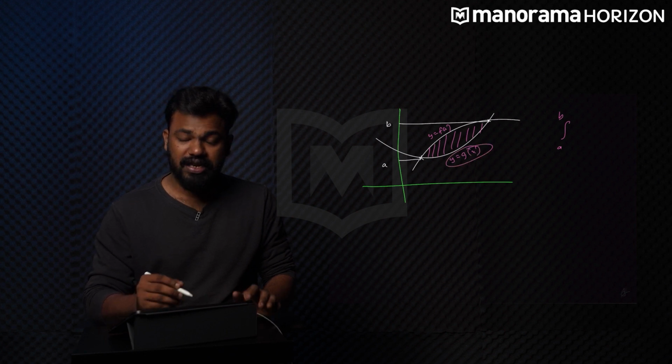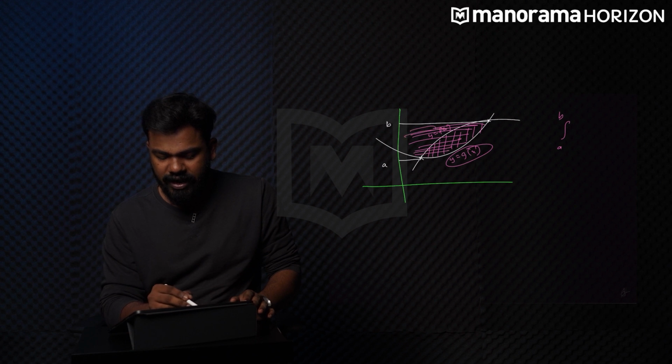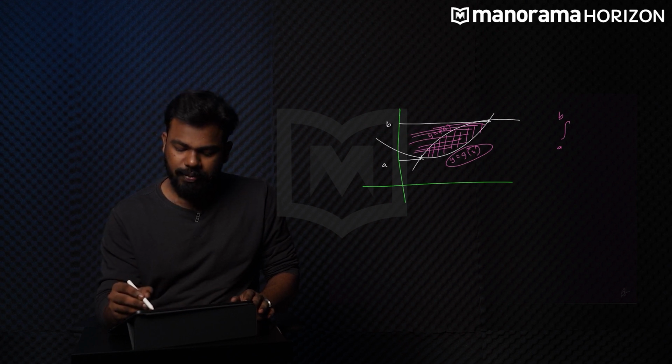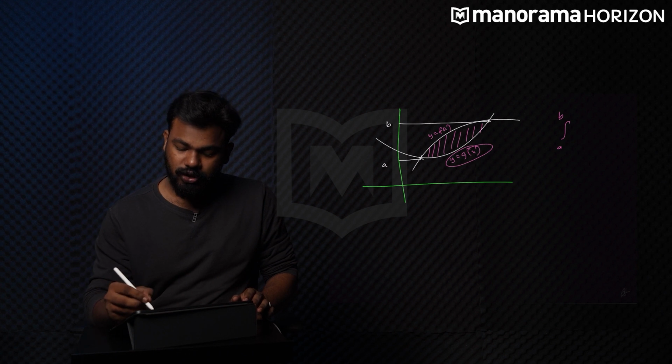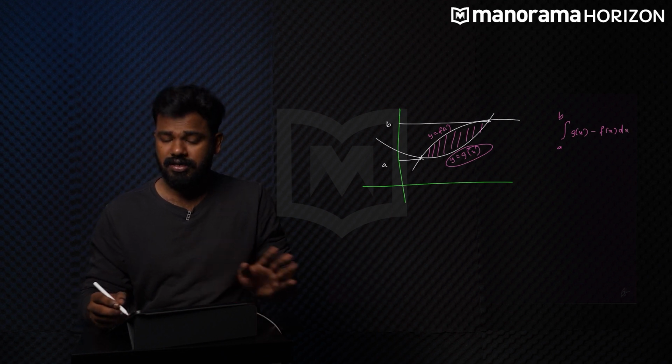The upper curve now here is g of x. You can see that this is the upper curve because this one is giving this entire area, right? So if I take that as the upper curve, the area should be integral A to B g of x dx minus f of x dx. Is that right? It is wrong, entirely wrong.